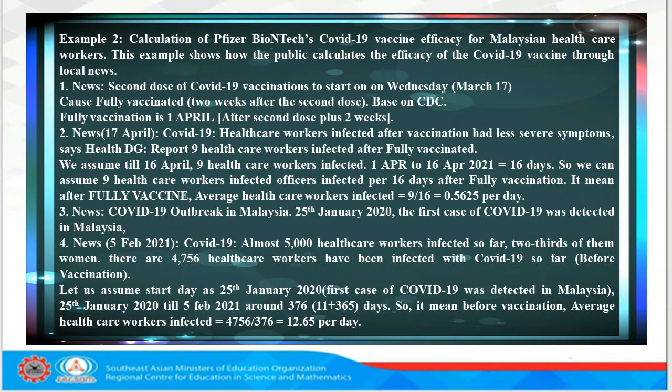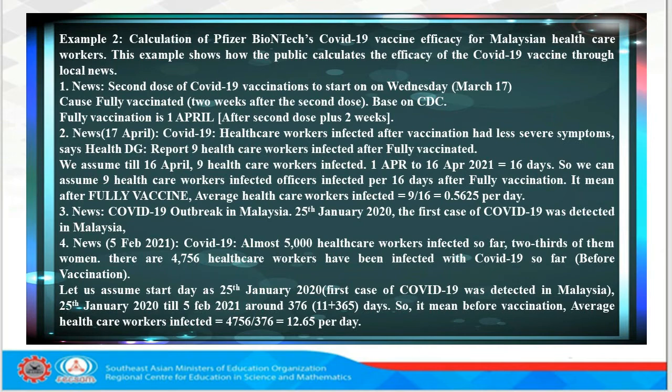2. News. The 17th of April. COVID-19. Healthcare workers infected after vaccination had less severe symptoms, says Health DG. Report: 9 healthcare workers infected after fully vaccinated. We assume till the 16th of April, 9 healthcare workers infected. The 1st of April to the 16th of April 2021 equals 16 days. So we can assume 9 healthcare workers infected per 16 days after full vaccination. It means after full vaccination, average healthcare workers infected equals 9 divided by 16 equals 0.5625 per day.